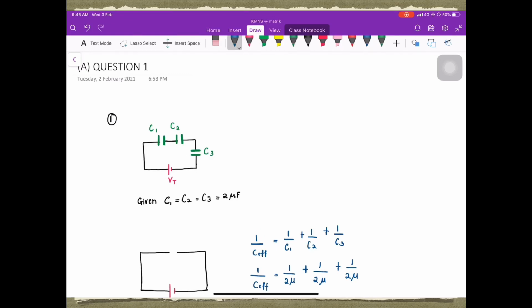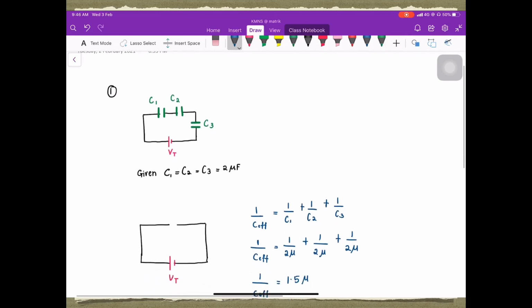Now, we want to discuss a few examples related to the combination of series and parallel capacitors. Alright, now from this question, how many capacitors do we have here? C1, C2 and C3. Be careful. C1 equal to C2 equal to C3, meaning the magnitude is 2 microfarad.